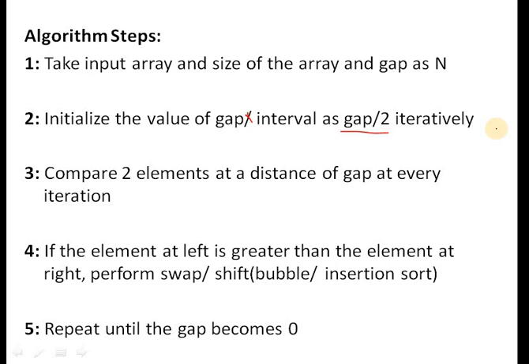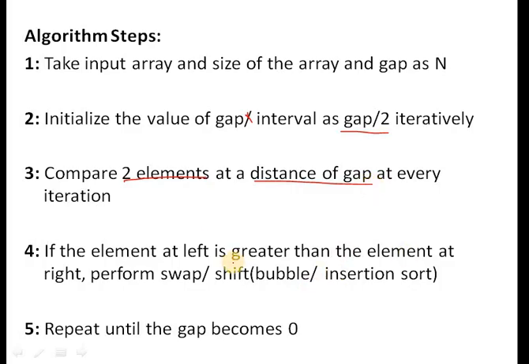Next time the gap value will be 1. So iteratively the gap value changes, and accordingly it compares the elements. After initializing the gap value, you have to compare two elements at a distance of gap. First element and the element a gap away, we are going to compare. And after an interval, we are going to take another element and compare in each and every iteration.